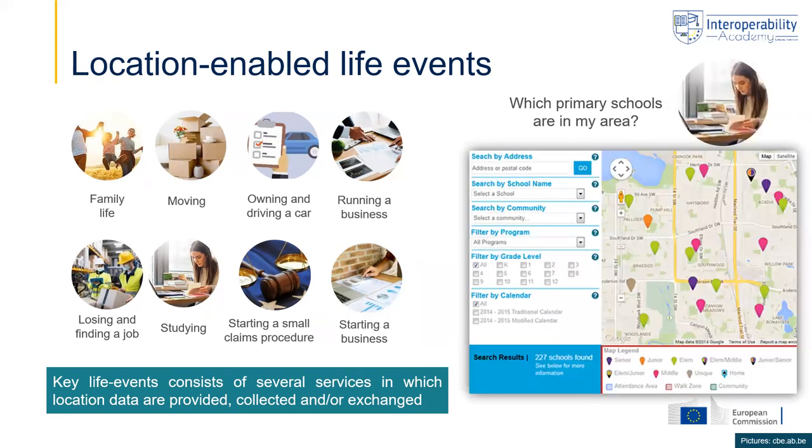Another example is about the daughter or the father or the parents that want to register or find a school for their children. And they want to know where the primary or even secondary schools are close in my area. Also here, we see that location data can be helpful in providing information that parents can use to find the most appropriate schools close to the place where they're living.